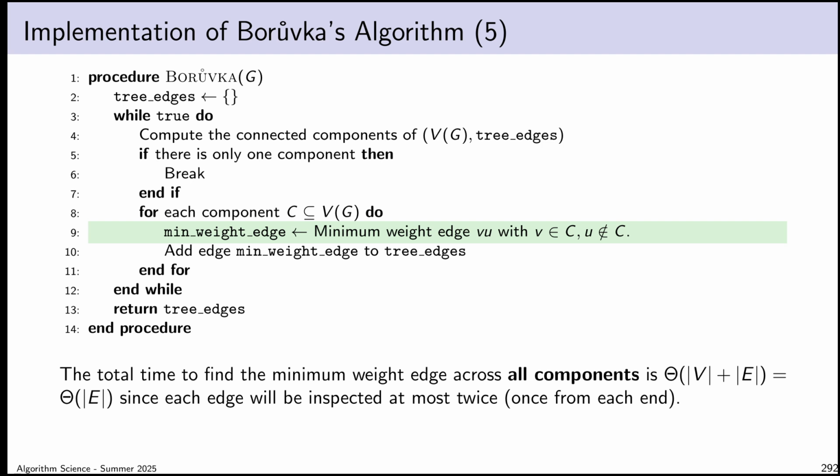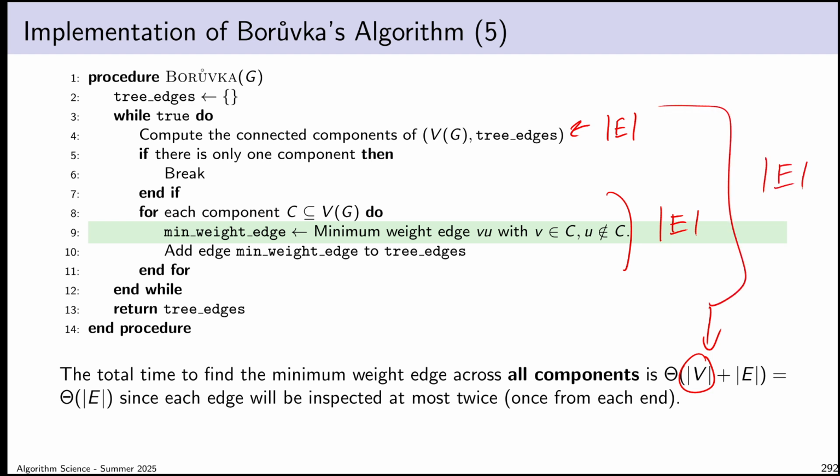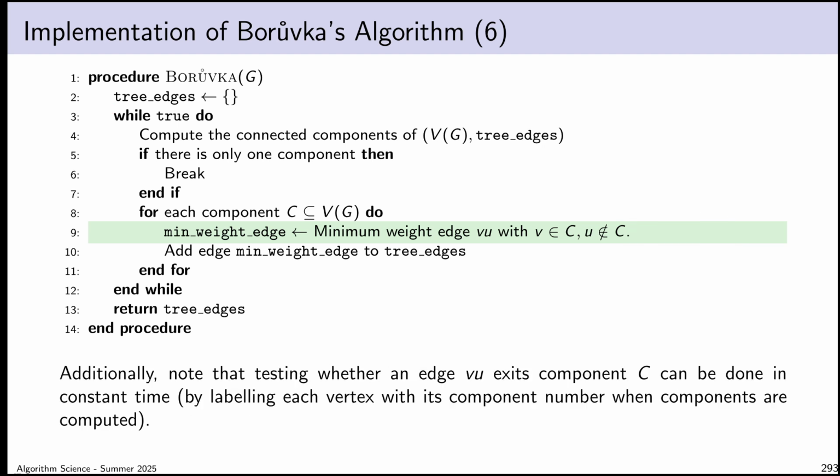The total time to find the minimum weight edge across all components would just be, again, linear in the number of vertices and edges, because each edge will be inspected at most twice, once from each end. And I have to iterate over all the vertices in the components, so that adds up over all components to be the total number of vertices. Okay, so I guess what I've said there is that basically, under the notation we've been using, this is just big O of E, and this whole thing is just big O of E. This entire loop here is just big O of E. Okay, so that means the inside of the outer loop is all just big O of E, or big theta of E. So now the question is, how many times does this loop run? How many merge phases are there?